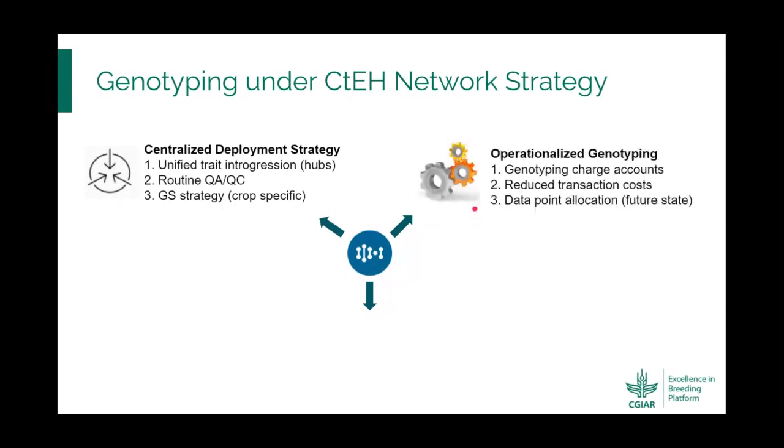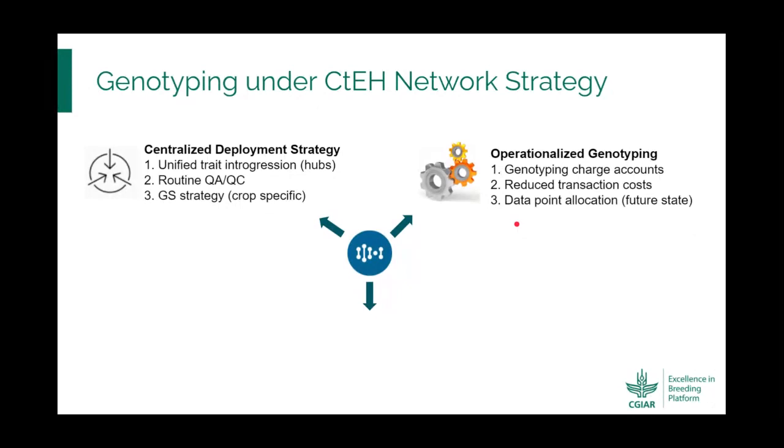So the second component is operationalized genotyping. We will start working towards incorporating genotyping costs as part of the entire end-to-end breeding package. Centers like EiB and ICRISAT, I believe, are well ahead of some of the other users, and they have started costing genotyping services as part of the whole operational package. We acknowledge that there's still a lot of room for improvement.